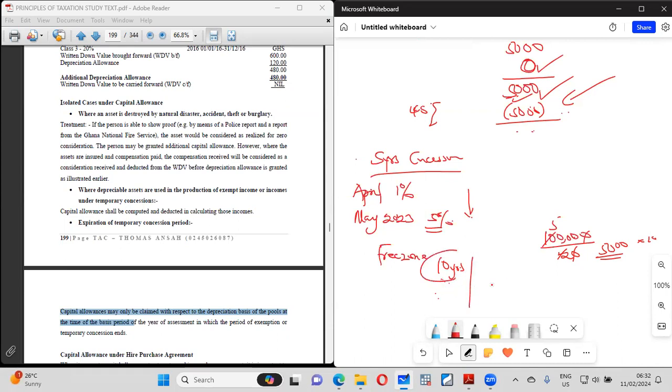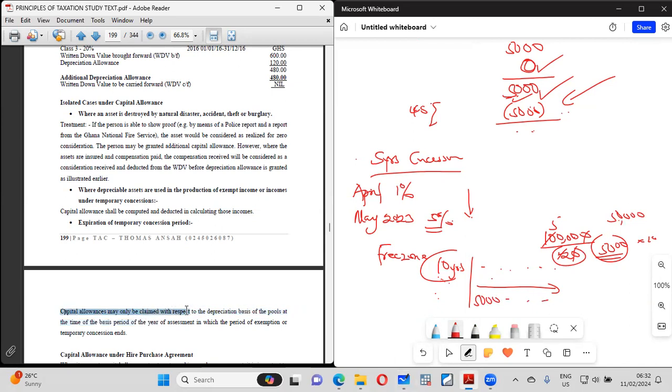After this concession, they are left with only 10 years of these 5,000, which together is like 50,000. So each year after that concession period, they will be claiming the 5,000 like that moving forward. So it's not like you wait after your 10 years and you are now coming to enjoy the 20-year concession. No, capital allowance, no. So that is what you see here.